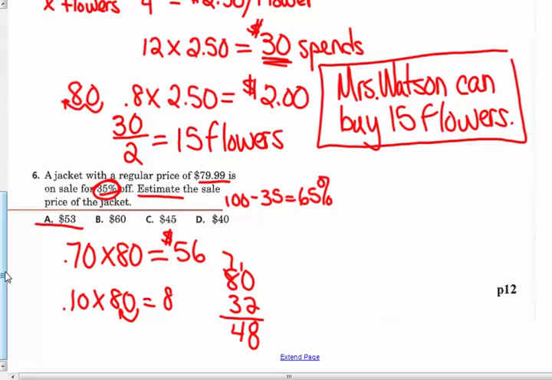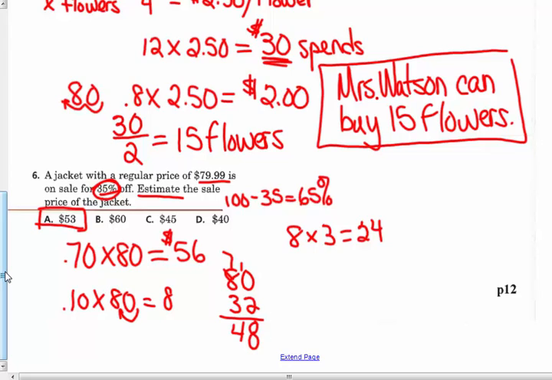It's halfway between 48 and 56, which is right around $52. I think $53 is the closest that we're going to get. 80 minus 32 would be 48. If I say I go 30%, 10% is 8, 8 times 3 is $24 in savings. Well, half of 8, that's easy to figure out.